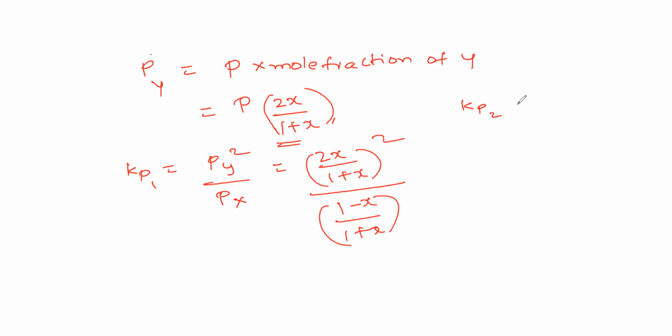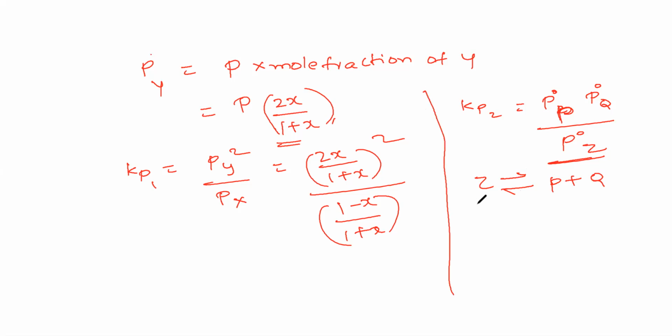So Kp2 is equal to the partial pressure of P into the partial pressure of Q by the partial pressure of Z. So we can write it here so that you can understand easily. This also we can write for the second equation. We need to find all these individually. For the second equation, what is the second equation? Z gives rise to P plus Q.